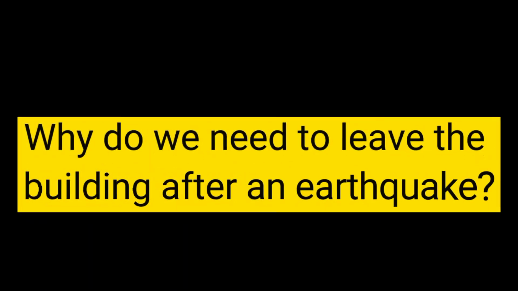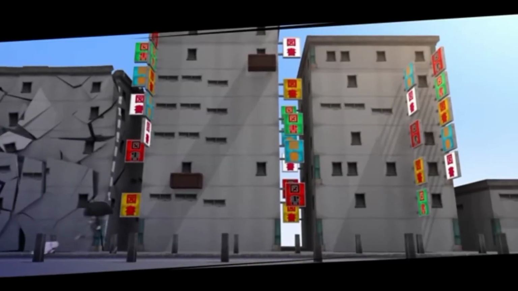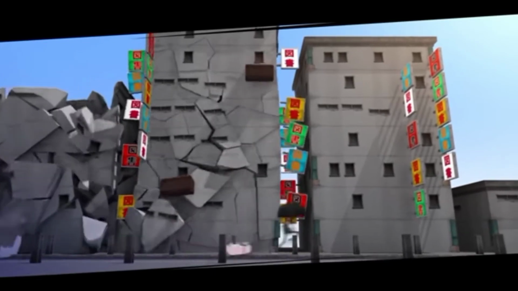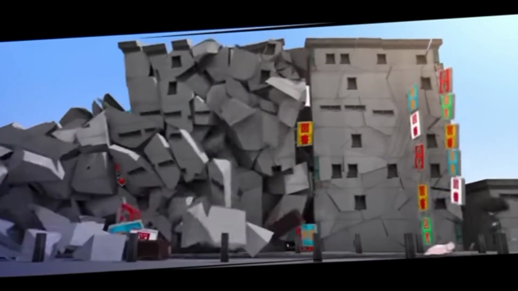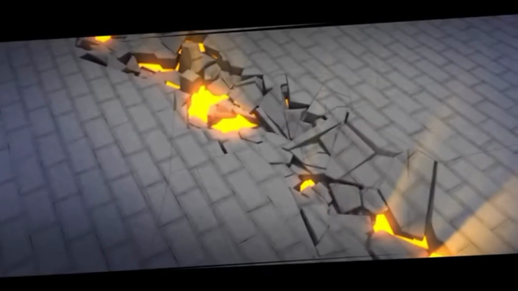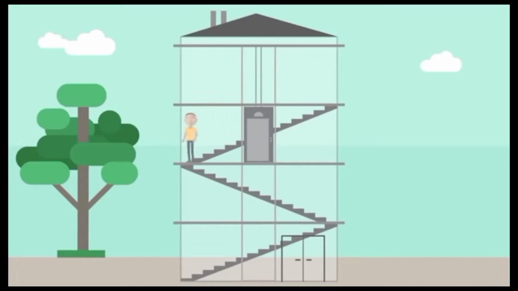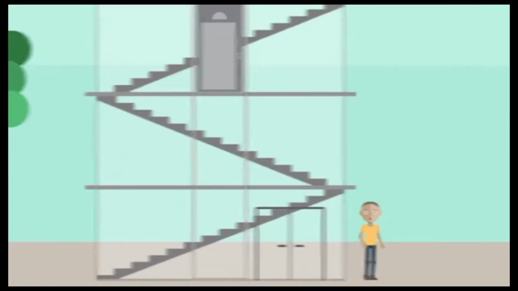Why do we need to leave the building after an earthquake? Earthquakes can damage buildings and make them unsafe. After the earthquake, the foundation and structure of the building becomes weak, and it may anytime wriggle and fall over. Leave the building using stairs instead of elevator because it is possible to have an aftershock.